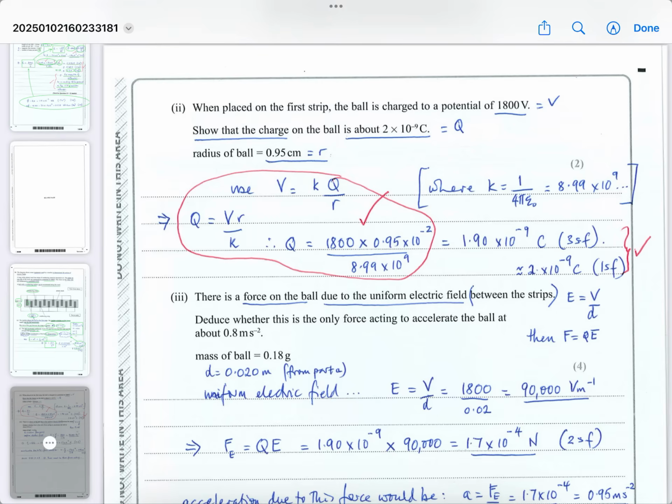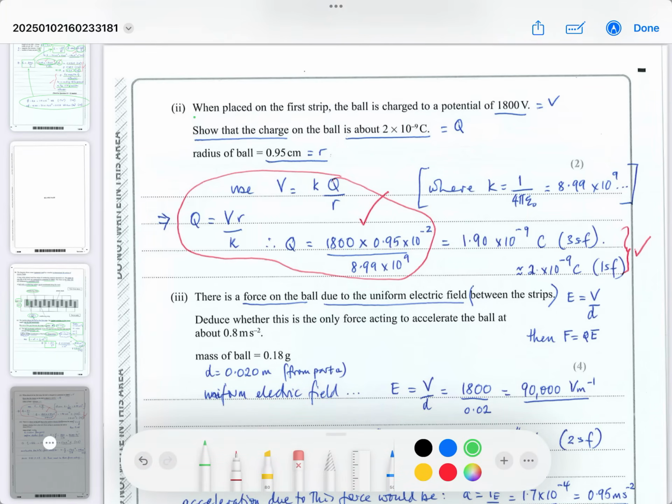Why is it behaving this way? Okay, so when placed on the first step, the ball is charged to the potential of the top row, which is 1800 volts. You've got to show that the charge on the ball is equal to 2 times 10 to the minus 9 coulombs. Okay, so will Q be equal to 2 times 10 to the minus 9 coulombs? All right, so they want you to look at electric fields. They're telling you that the radius of the ball is 0.95 centimeters. Okay, so about 1 centimeter.